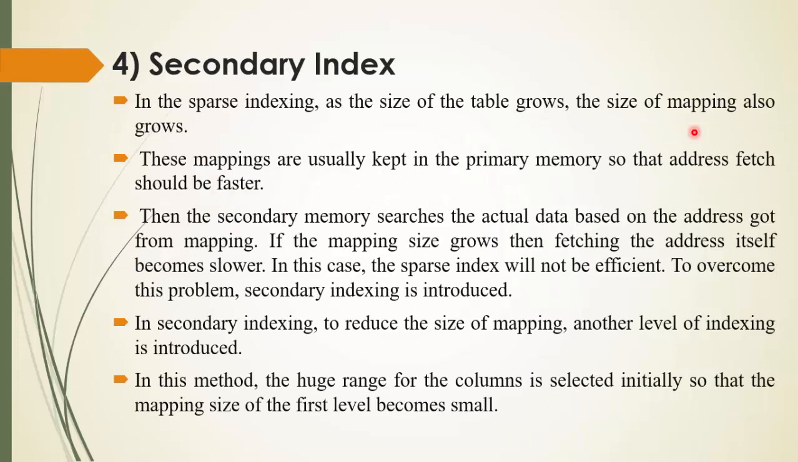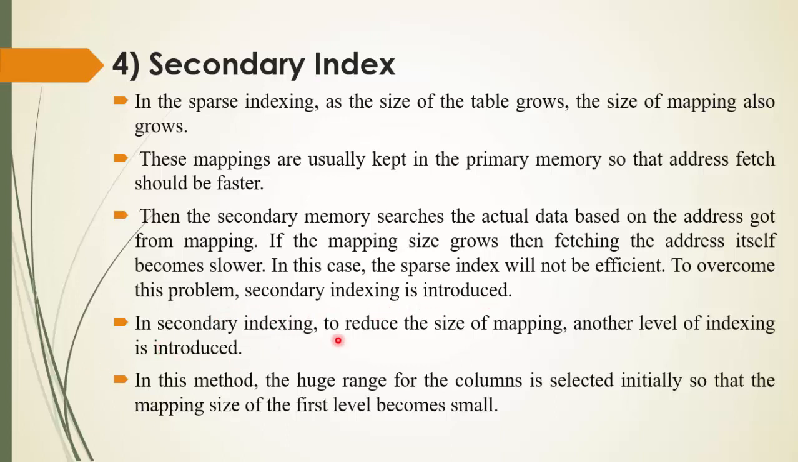Now the fourth is the secondary index. In sparse indexing, as the size of the table grows, the size of the mapping also grows. These mappings are usually kept in the primary memory so that the address fetch is faster. The secondary memory searches the actual data based on the address got from the mapping. If the mapping size grows, then fetching the address itself becomes slower. In this case, the sparse index will not be efficient, as we do not have an index for each and every record, so searching is slow. To overcome this problem, the secondary index is introduced.